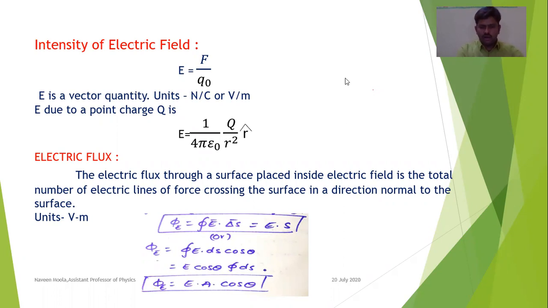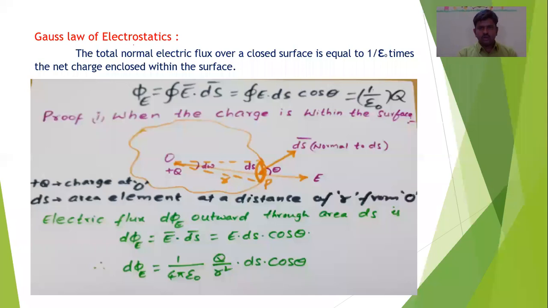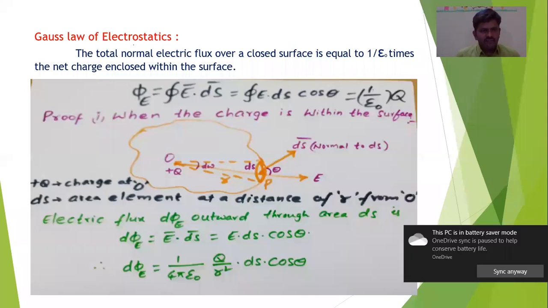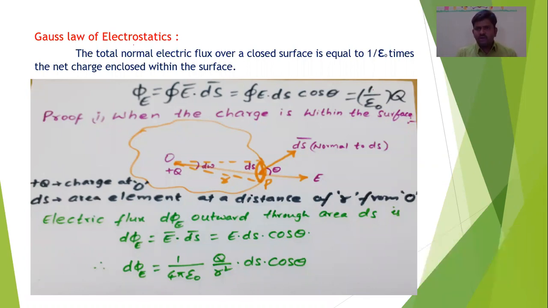Now we'll see what is Gauss law. Gauss law of electrostatics: the total normal electric flux over a closed surface is equal to 1 by epsilon naught times the net charge enclosed within the surface. This is Gauss law.